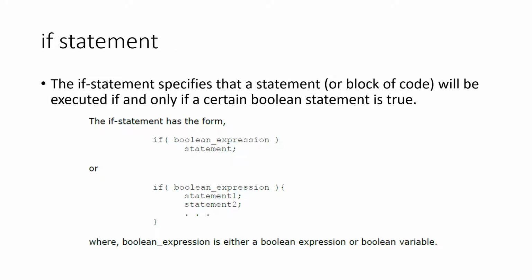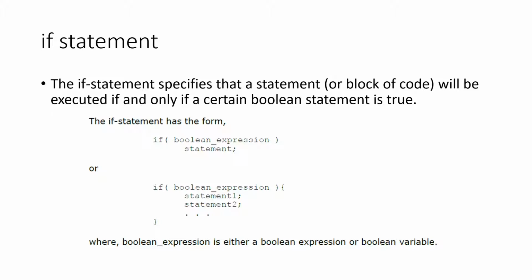So this is the if statement. This is what we're going to discuss for today. The if statement specifies that a statement or a block of code will be executed if and only if a certain Boolean statement is true. Bakit Boolean? Because there are only two possible values of Boolean, so that is true or false.